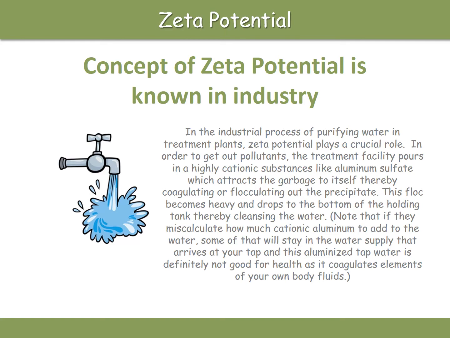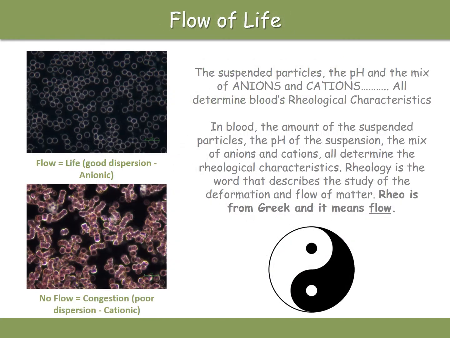The zeta potential and its impact on our blood has been known for a long time too. So we don't talk about it. I talk about the flow of life. The suspended particles, the pH, and the mix of anions and cations all determine the body's rheological characteristics. When I say rheological, we're talking about flow. Rheo is from Greek and it means flow. So it's in the blood. It's the amount of suspended particles, the pH, the suspension, the mix of anions and cations that all determine these characteristics. And if you have a look on the left-hand side, you can see a couple of examples.